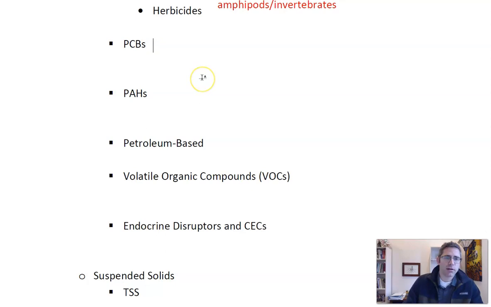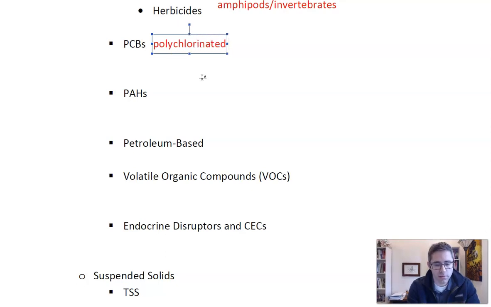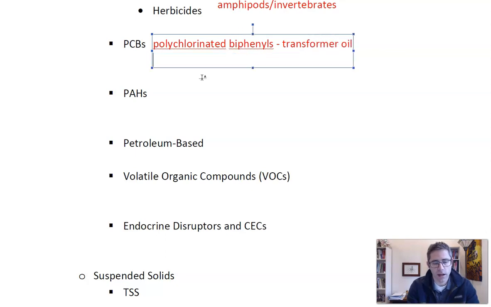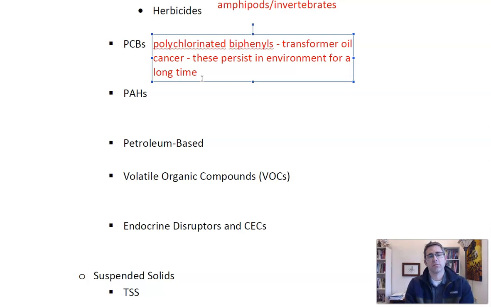All right, PCBs, we mentioned before, these are polychlorinated biphenyls. These were the ones that were used in transformer oil, and concern mostly is cancer, although there's lots of other effects that could be from PCBs. And a big problem is that these persist in the environment for a long time. So 50, 100 years. They absorb very strongly to sediment and then just are stable.